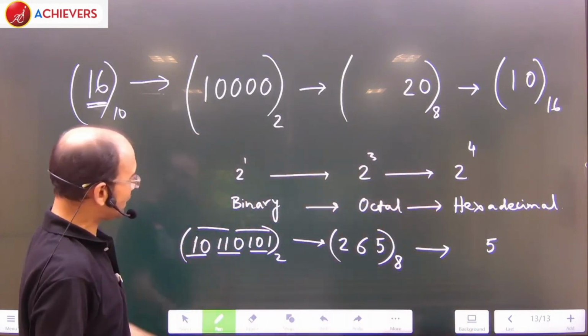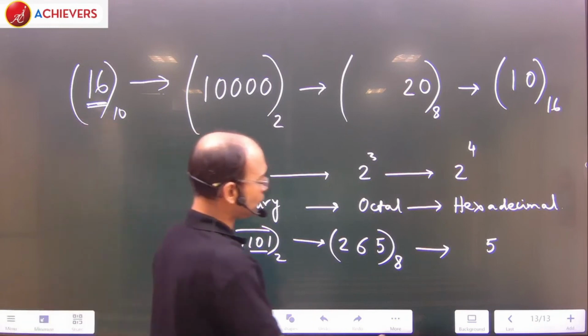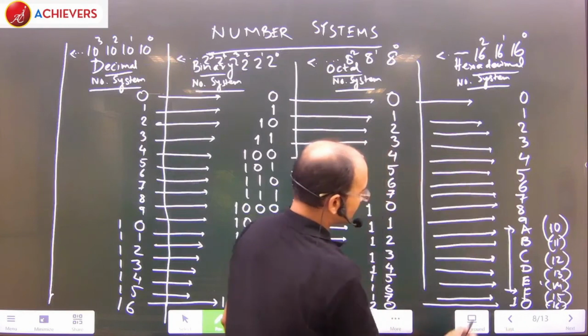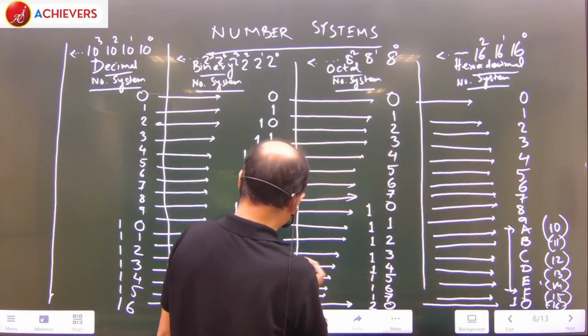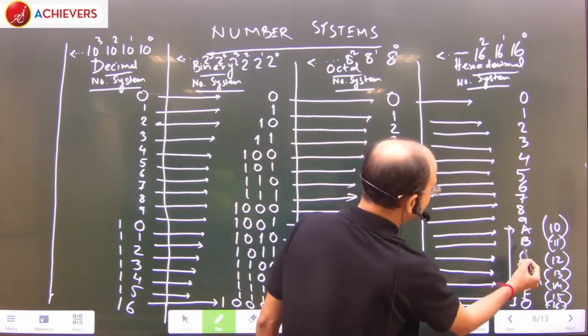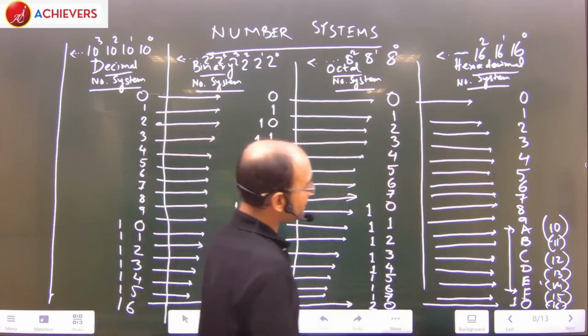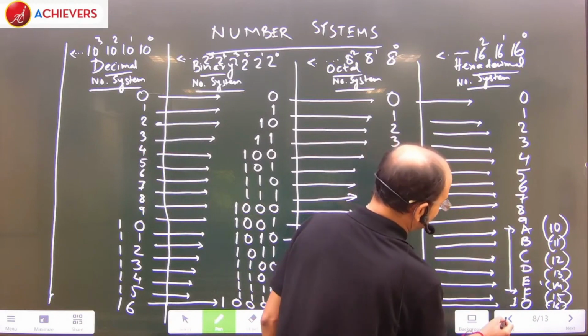So 1011 is 11. How do we represent it in hexadecimal? 10 is represented as A, and 11 is represented as B.